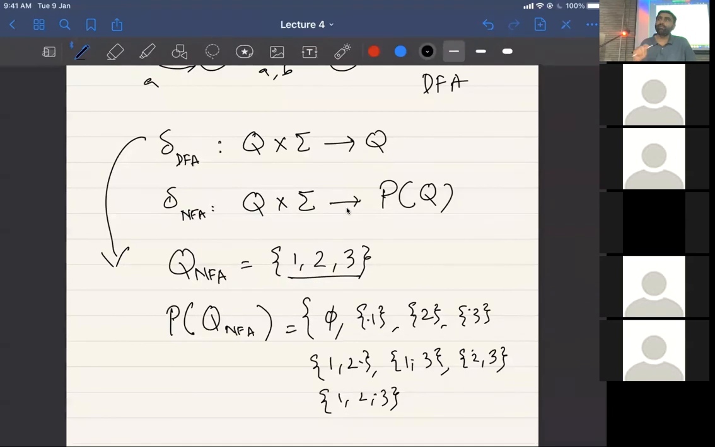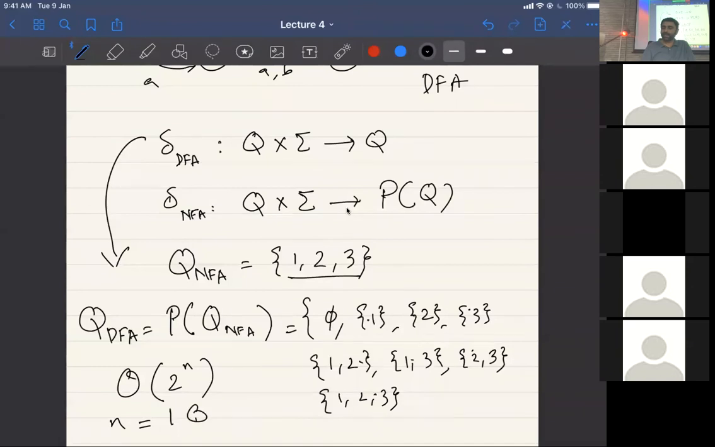Each subset here will represent one state in the corresponding DFA. So this power set of the NFA becomes our Q DFA. So Q NFA contains three states, and Q DFA will contain eight states. And that's exactly what I said initially, I think last week, that even though NFA and DFA recognize the same kind of languages, once you convert an NFA into a DFA, it explodes exponentially. And we can see why this exponential growth comes from. If there are n states in the NFA, there would be 2^n states in the DFA, right? So the number of states in a DFA is O(2^n), where n is the number of states in the NFA. I believe you are familiar with the O notation.